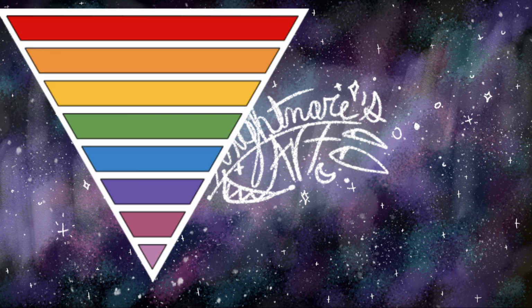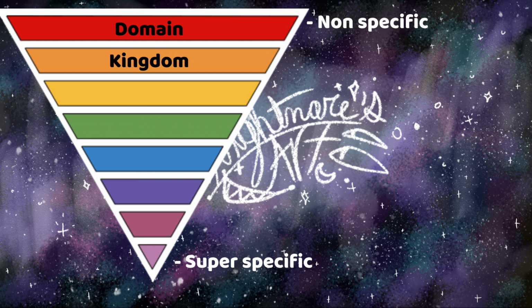There are 8 layers in taxonomy. It's also called the tree of life. From top to bottom, the categories go non-specific to super-specific. Highest is domain, then kingdom, then phylum, then class, then order, then family, then genus, then lastly species.